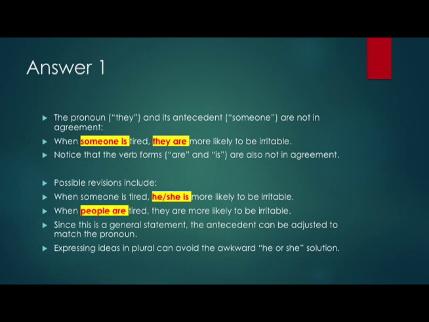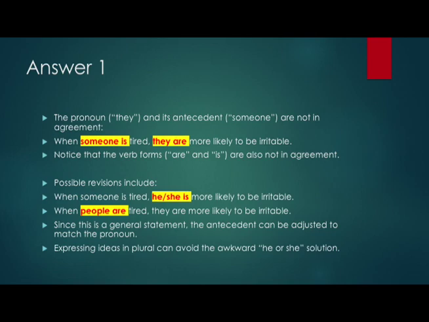So let's look at some possible revisions here. When someone is tired, he or she is more likely to be irritable. So with he or she, we're now referring back to someone. He or she is singular, someone is singular, so we're good. Now, this is a very general statement. It's not referring to a very specific person in terms of the antecedent.